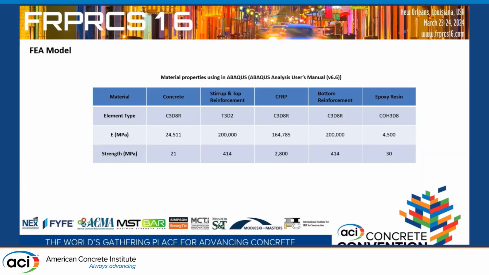And for all the elements, next is the modulus of elasticity. For concrete it is 24,511, for reinforcement 200,1000, for CFRP 164,1785, and for epoxy 4,500. And for the strength of these materials, concrete is 21 megapascal, 414 for steel, 2,800 for CFRP, and 30 for epoxy.